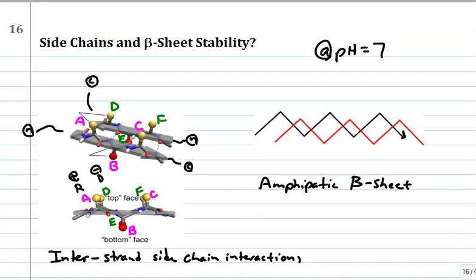So let's take an anti-parallel beta sheet. We have two strands, the black strand and the red strand, and we want to make the top face polar. Yeah, let's do that. And then let's make the bottom face nonpolar. That would be an amphipathic beta sheet. Let's just start our design.